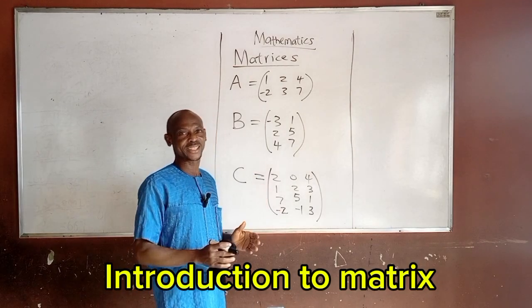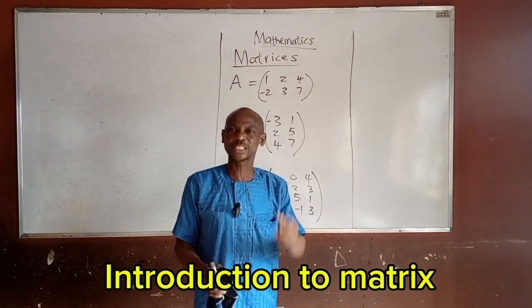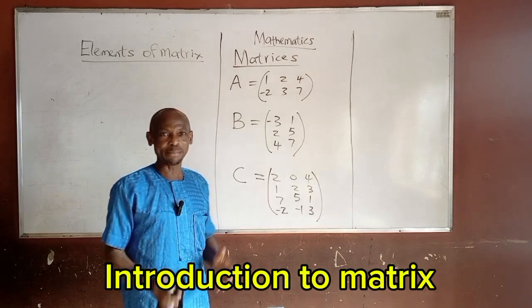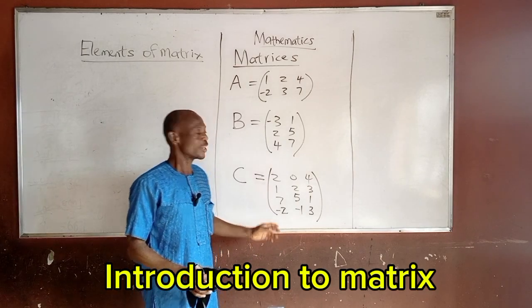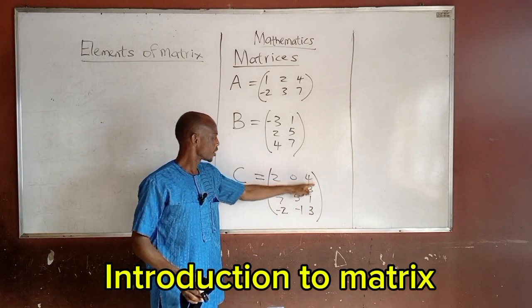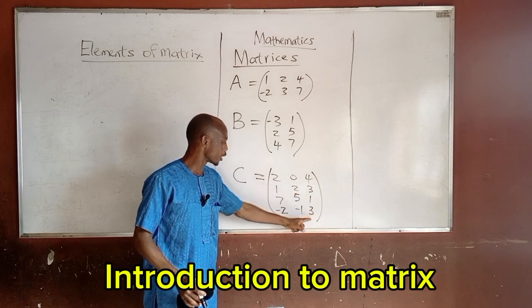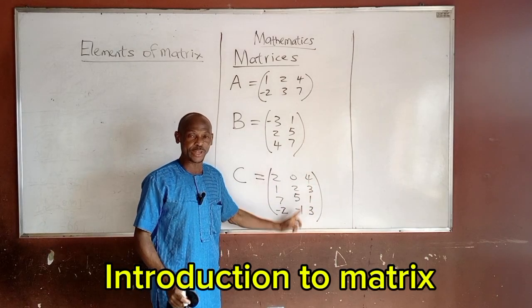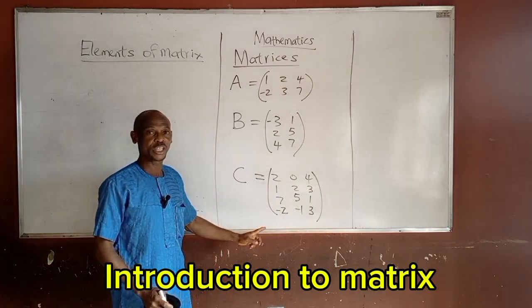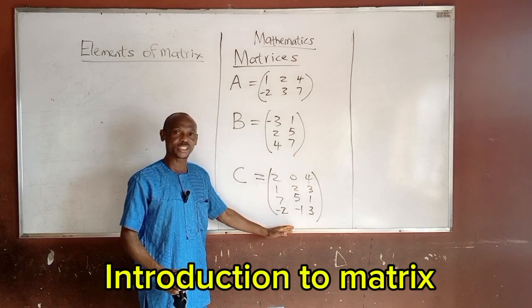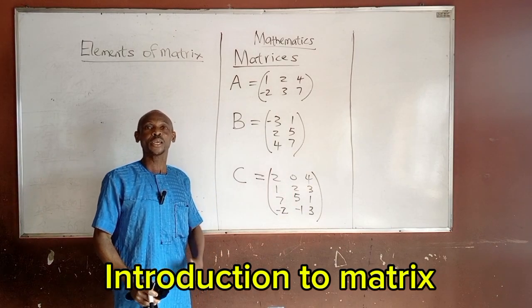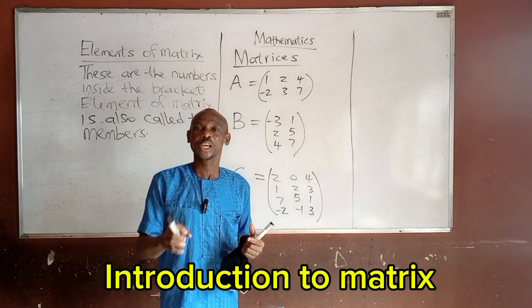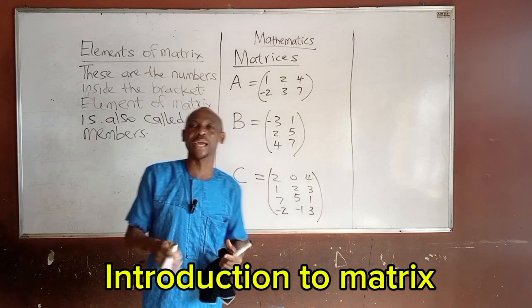What we are going to learn again is the elements of a matrix. What is an element of a matrix? The elements of a matrix are all the numbers arranged in the rectangular array. They are also referred to as the members of the matrix.